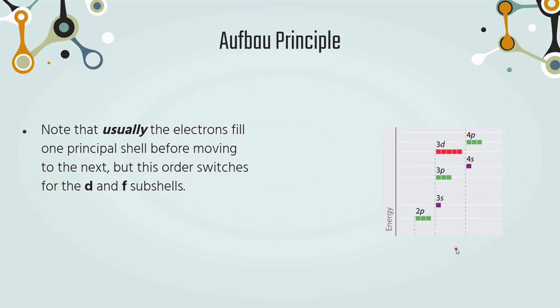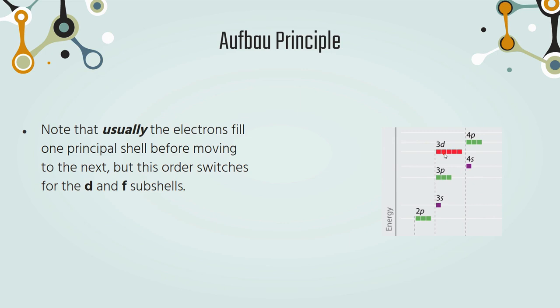Note that this doesn't always happen in the same order. There is a weird change when we get to the d orbitals and the f orbitals. Notice that the order kind of switches. If we're filling up our orbitals on this diagram on the right, we would fill the 2p orbitals, then we would fill the 3s, then the 3p, then the 4s, and once we get to the d orbitals, we actually jump back in quantum number. We would go from 4s back to the principal quantum number 3 and fill the 3d orbital.